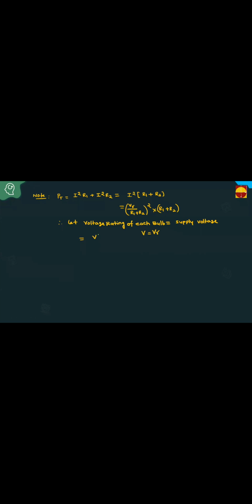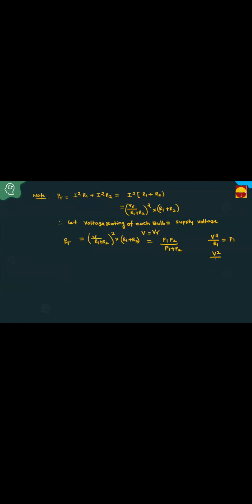Then you replace that: V by R1 plus R2 whole square into R1 plus R2. By simplifying this, we get P1 P2 by P1 plus P2. This is the total power consumption. Here I have taken V square by R1 equal to P1, V square by R2 equal to P2.